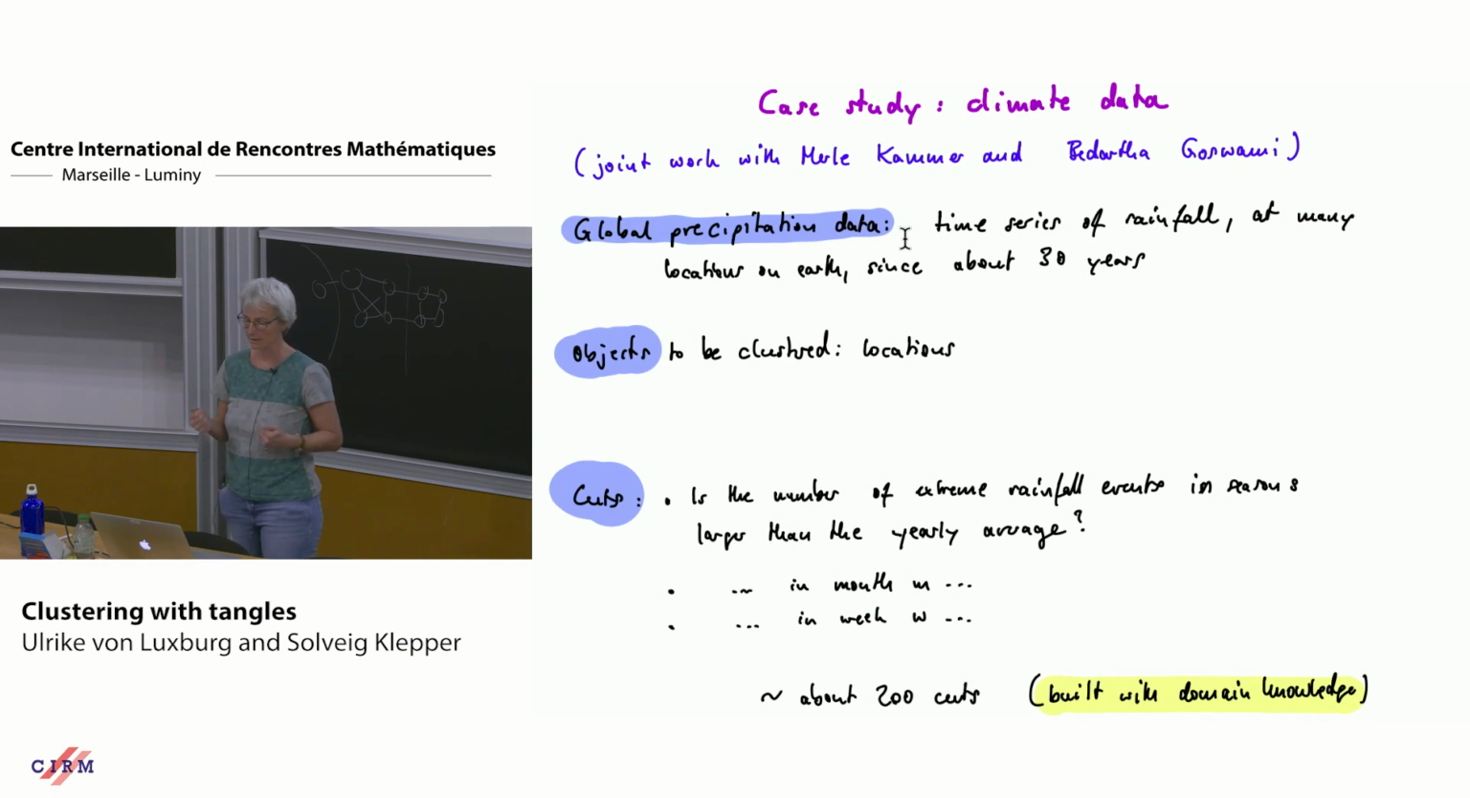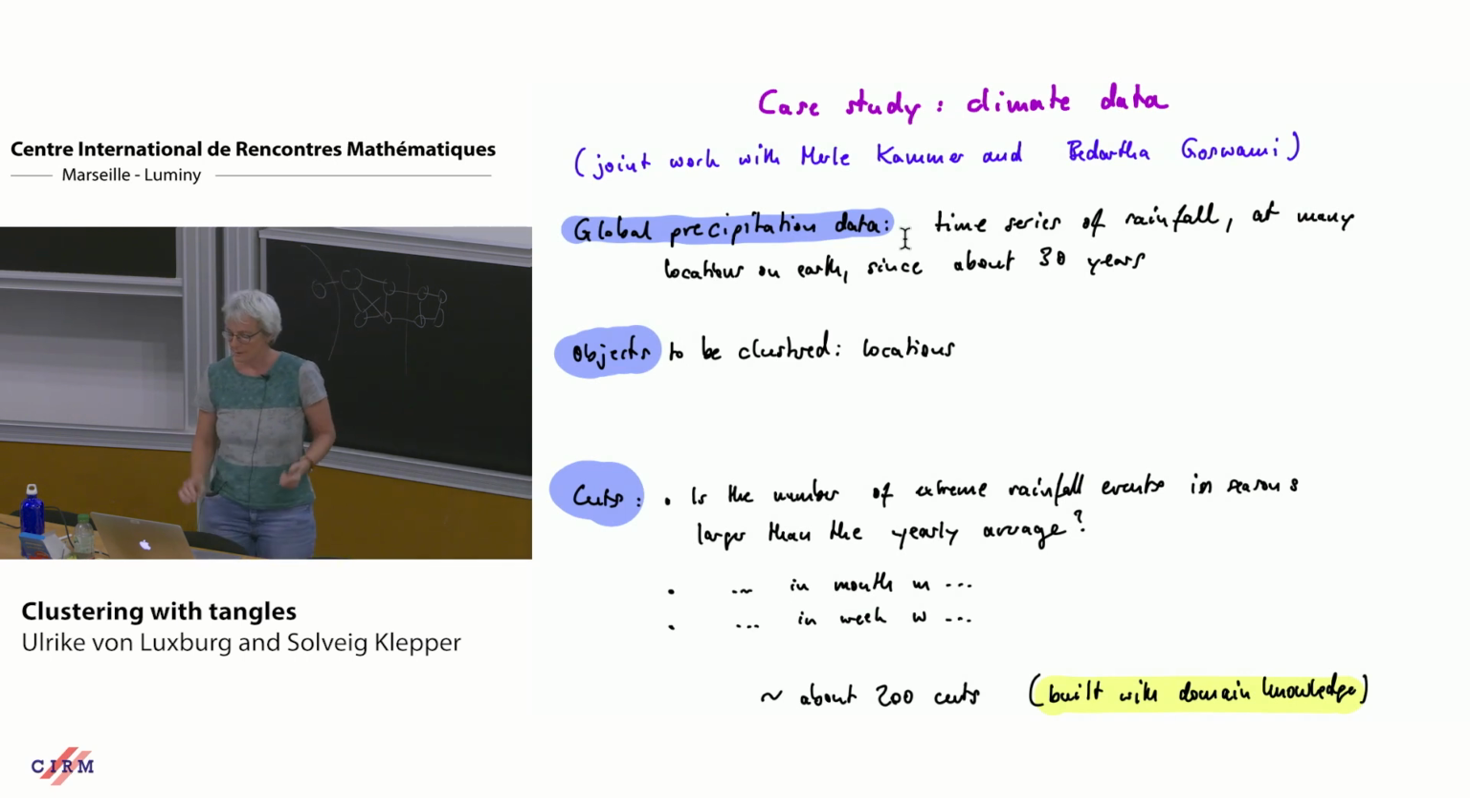We want to identify interesting structure. So the objects that need to be clustered here are the locations on Earth. In the end, we want to say that the points close to Marseille behave similarly, maybe, to the ones close to Paris, but not so similar to the ones close to China. Or maybe surprisingly close to whatever happens in China. These are the kind of questions you ask.